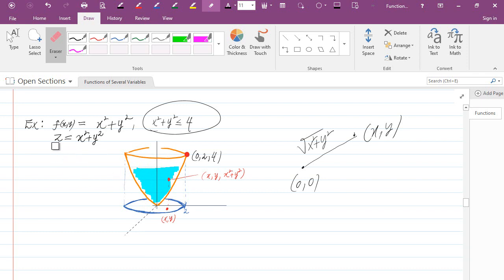Notice that the paraboloid goes all the way up to z equals 4. When z is 4, the trace in the plane z equal to 4 is this circle of radius 2. So we are getting a part of the paraboloid from z equal to 0 up to z equal to 4 here.